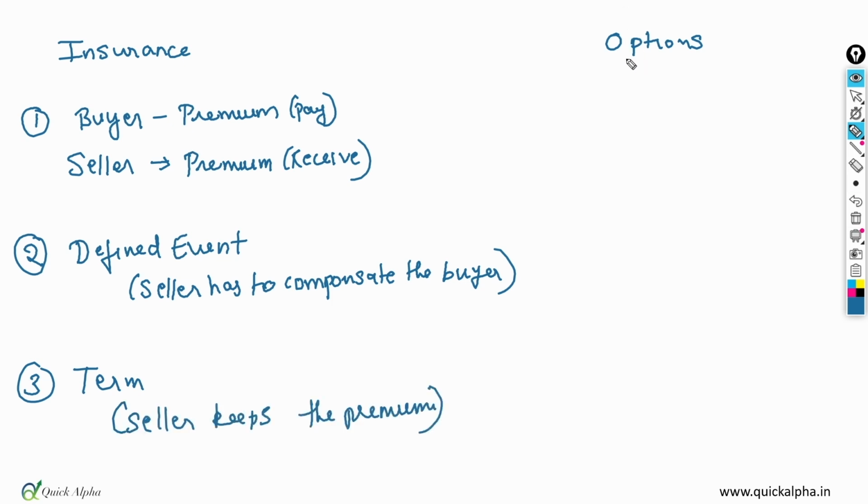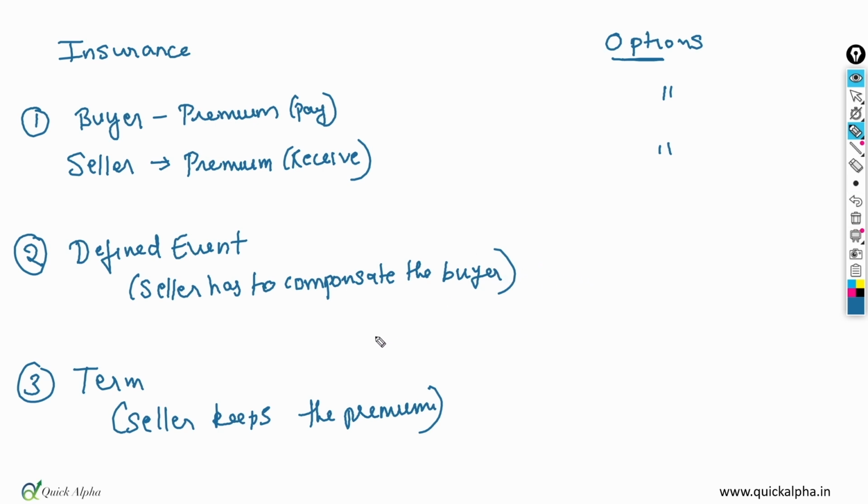This is the same way an option is going to work. Option contracts again have a buyer and a seller, where the buyer pays some premium to the seller, and the seller receives the premium. All option contracts come with a defined event.